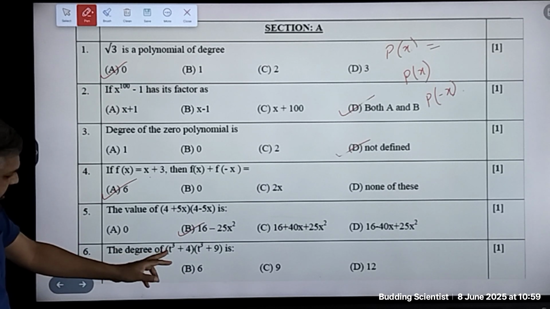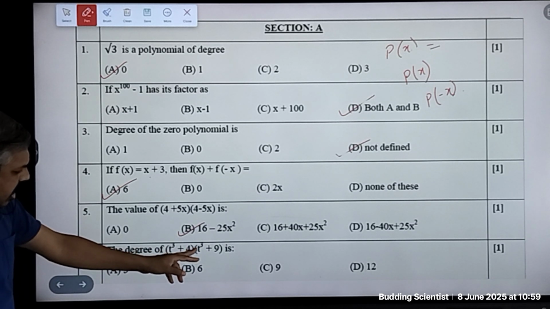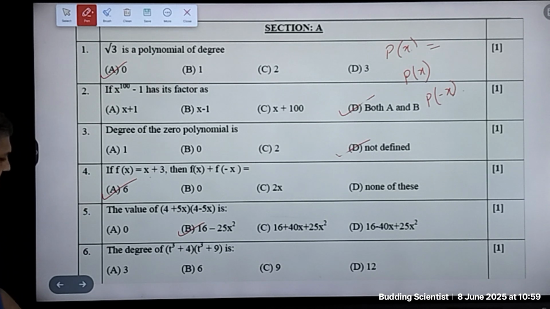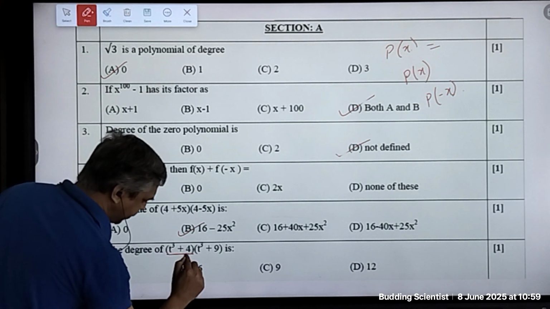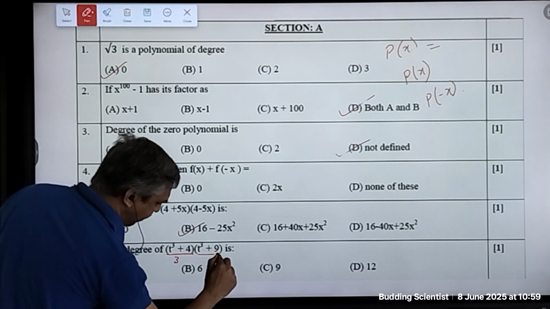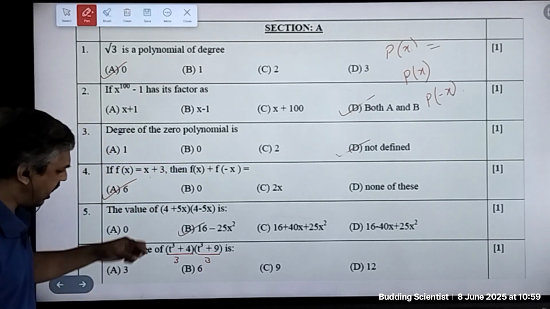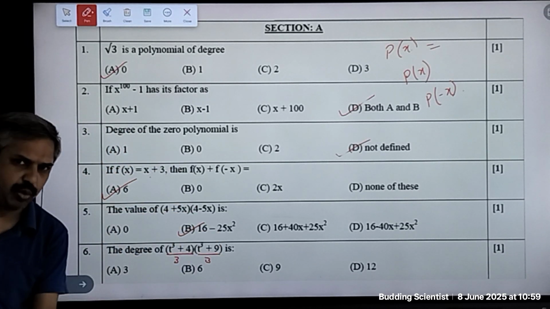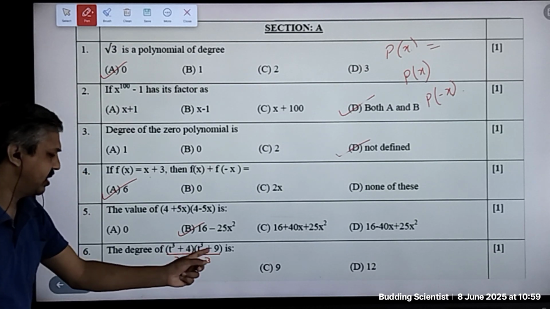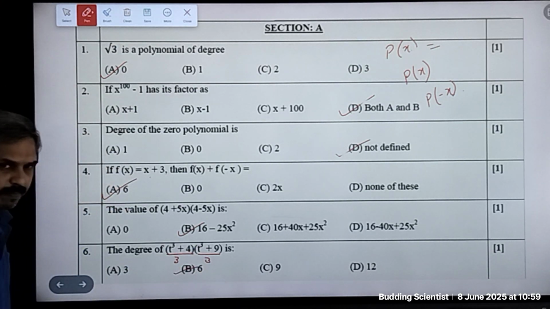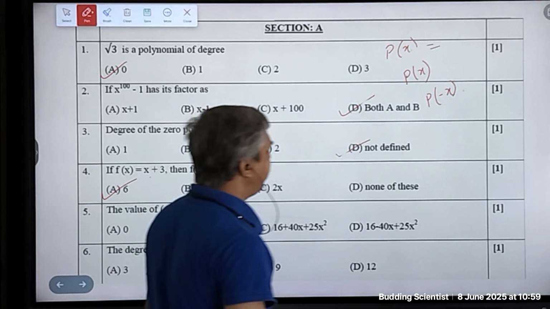The degree of t cube plus 4 into t cube plus 9 is. Now there are two polynomials. First polynomial has degree 3. Second polynomial also has degree 3. And if these two polynomials are multiplied together, then add the degrees. 3 plus 3 is 6. You can very easily verify this.